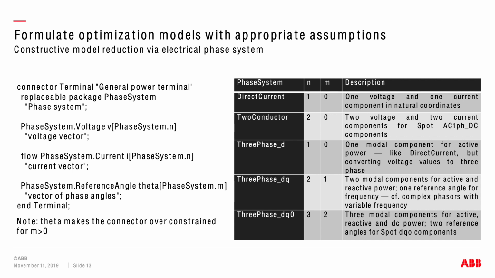You see this phase system is a replaceable package. I learned this from the fluid modeling, how to do this, how to use this, and introduced it here as well for the electrical systems. We have two vectors, one voltage vector, one flow vector, and each is sized according to the dimension given by the phase system. And we have reference angles, because if you want to apply model components for the voltage and for the currents, then we need additionally information about the angle in the system. And this is communicated with reference angles.